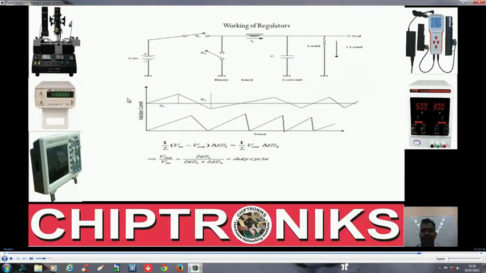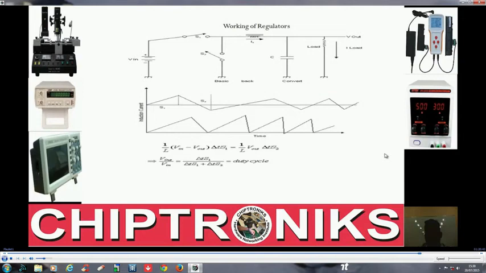Now let us go into the working of regulators. Okay, so now we are going to understand the working of regulators. Why I am discussing regulators is because the regulator is at the center of power management of any electronic device. As we know, in an electronic device, the starting point is always at higher voltage, whereas the ending point is always at lower voltage.